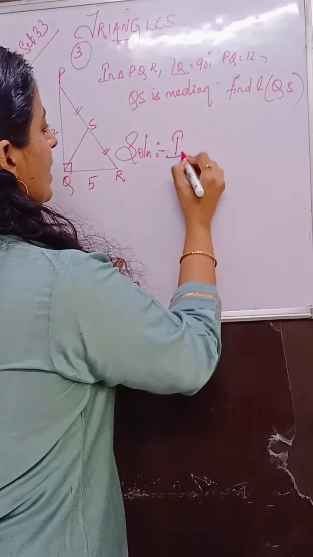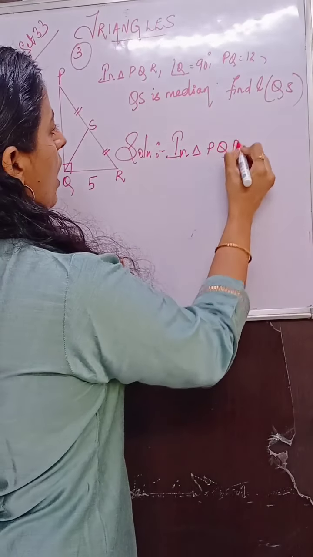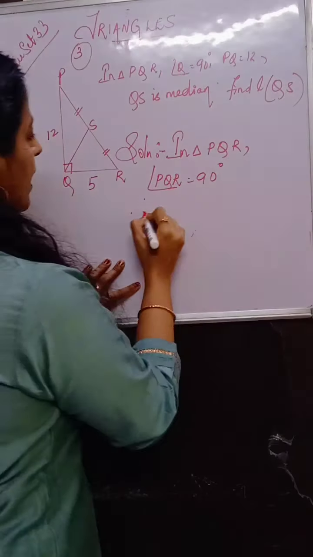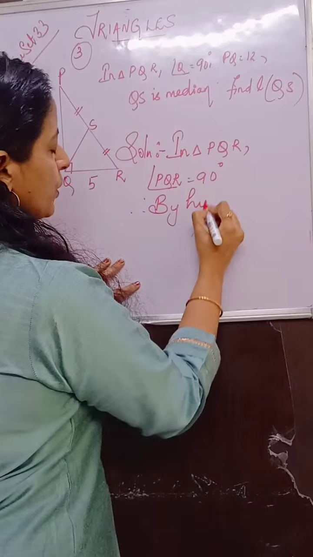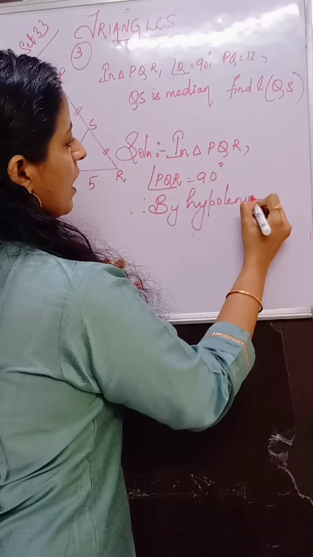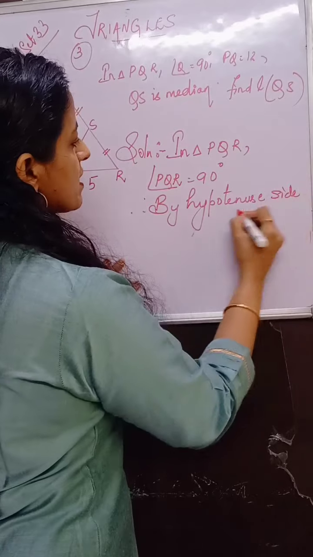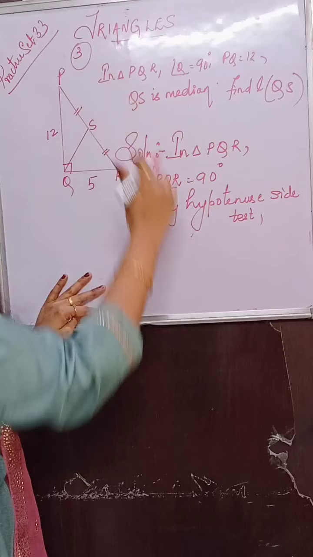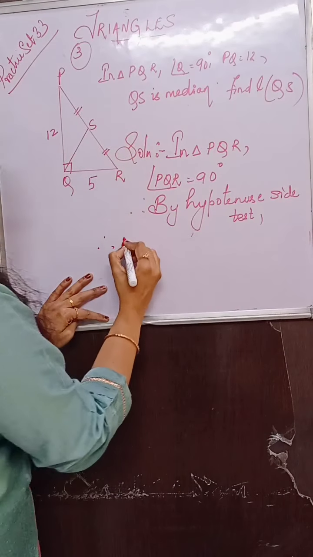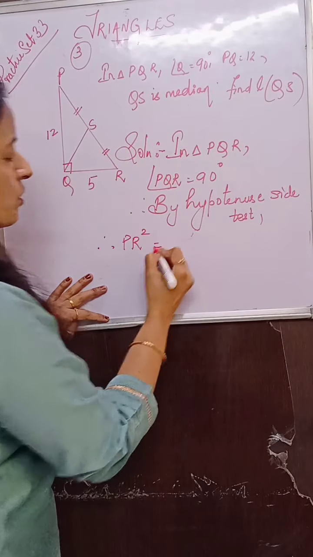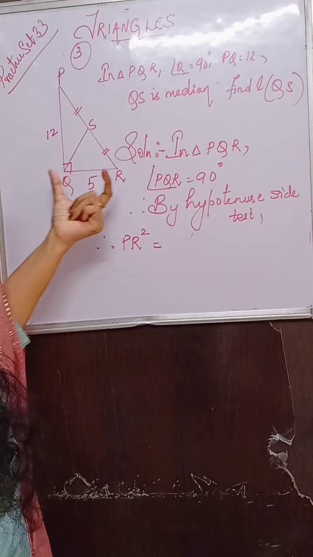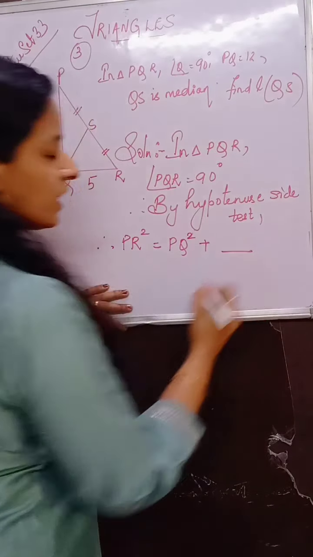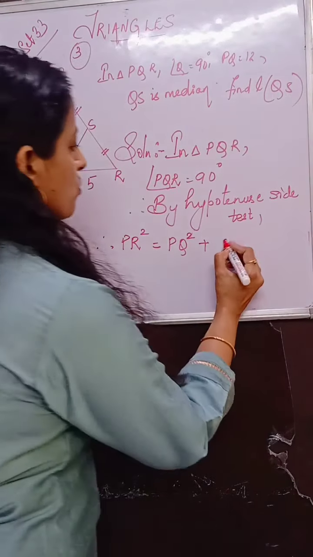Okay, so let's start. In triangle PQR, angle PQR is equal to 90 degree. Therefore, by hypotenuse side test or hypotenuse theorem, any one word you write, no problem. By hypotenuse side test, what is the name of the hypotenuse here? PR square is equal to one side square plus other side square. PQ square plus, what will come here? PQ square plus QR square.